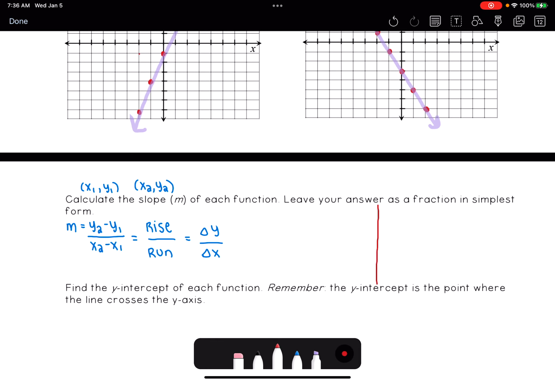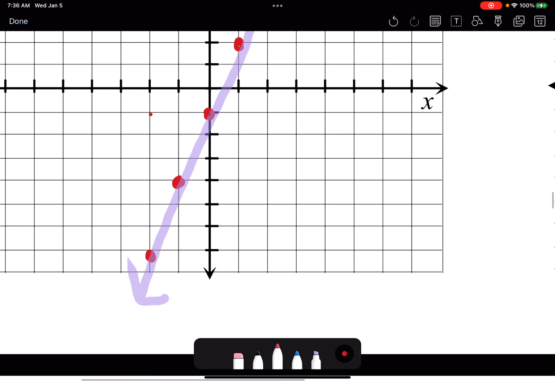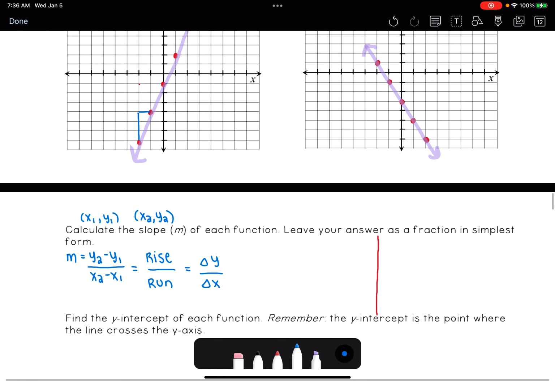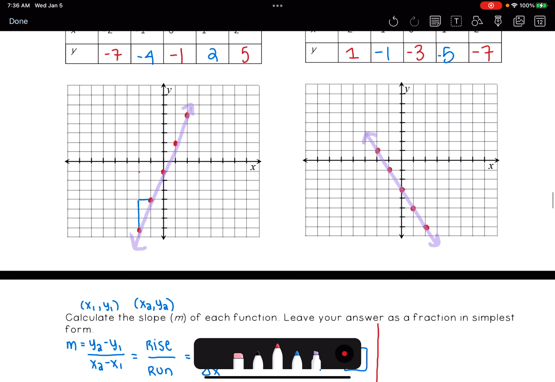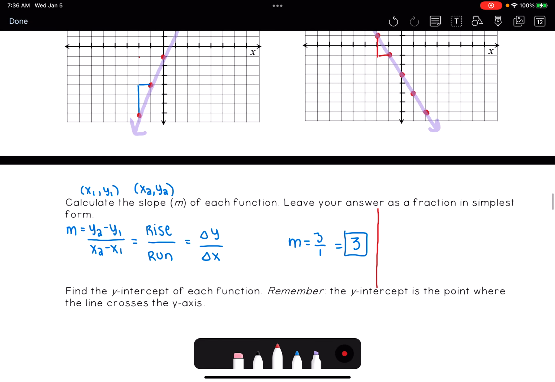So for our first line, that's usually our easier way. So rise is 3. Remember that's up and down. 1 is the run. So m is equal to 3 over 1, which you could just say is 3. And for our second line, the rise is negative 2 because rise is going down. So negative 2 over 1, which is negative 2.